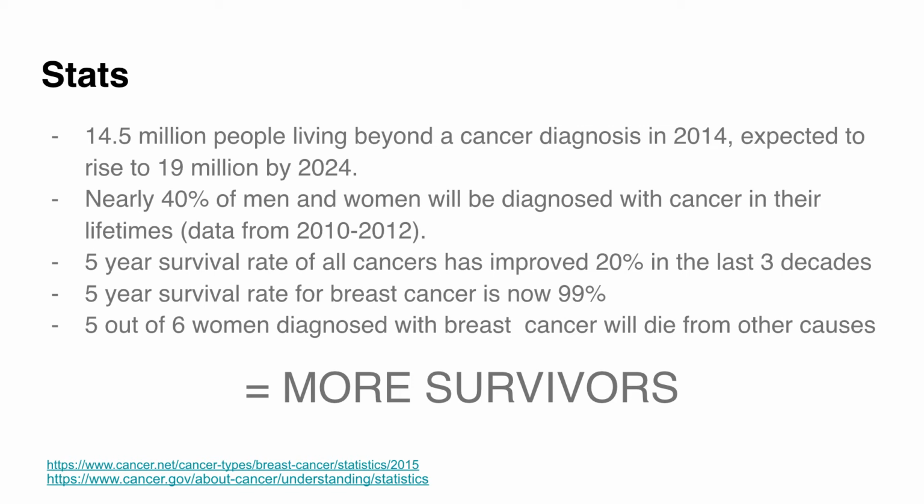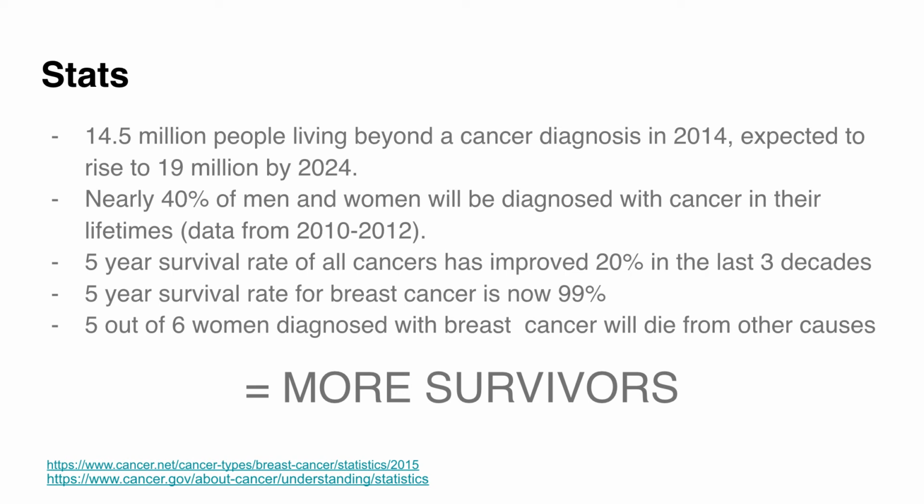The 5 year survival rate of all cancers has improved 20% in the last 3 decades. 5 year survival rate for breast cancer is now 99%. There are some different mutations of breast cancer that don't have as great of survival rate, and we'll talk about those on day 2 of our lecture. But for most women who are diagnosed with breast cancer, they will not have that cause of death. They will have another cause of death, most commonly being cardiovascular, which is our #1 cause of death here in the US. So 5 out of 6 women diagnosed with breast cancer will die from another cause.